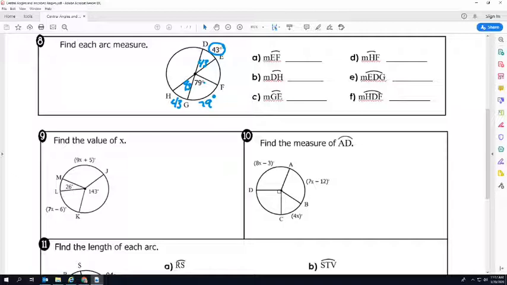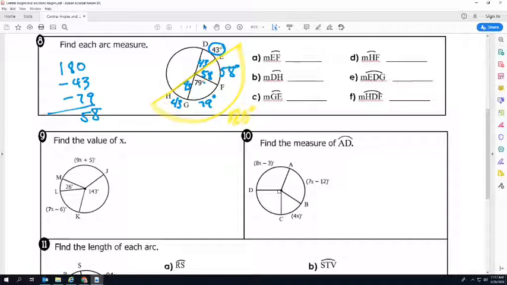Then you need to think about the fact that this right here is a diameter. That's going to cut the circle in half, so that's 180 degrees. From here all the way to here is 180 degrees. To get the arc measure EF, I'm going to do 180 minus 43 minus 79, and that gives me 58. So this arc measure is 58 degrees, which makes this central angle also 58 degrees.